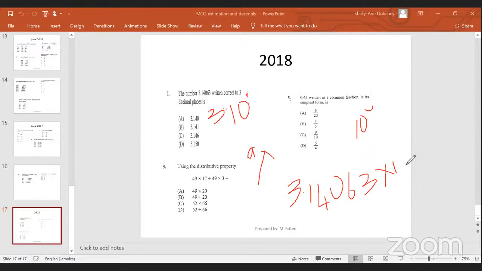to get the point to between the 3 and the 1? 1, 2, 3, 4, 5? Minus 5? It's not minus 5. Remember, for it to be minus 5, it has to start with a 0 point something. All right, minus 2.